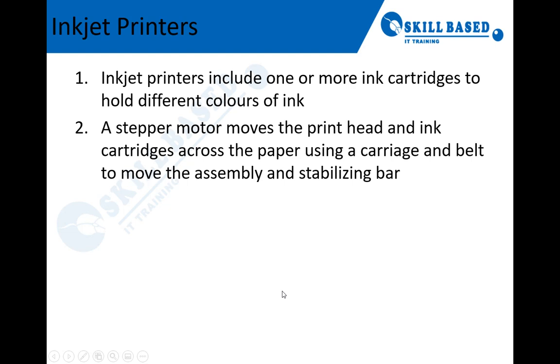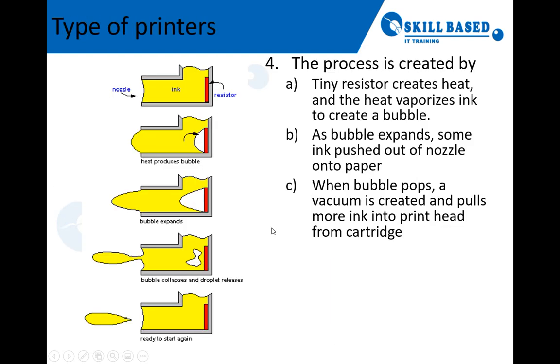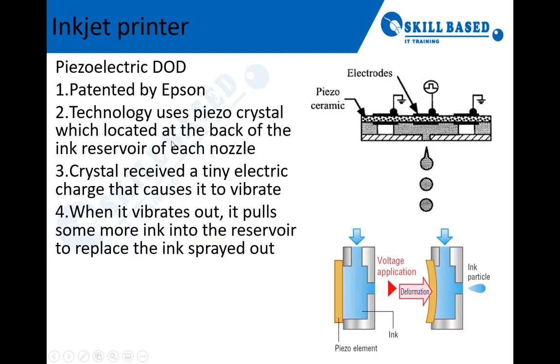Inkjet printers usually include one or more cartridges to hold different colors. For instance, if you are using thermal DOD, usually you have two cartridges. One cartridge is black, and another cartridge contains three colors, which we call the trio colors, the CMY. The CMY is in one set, and the black is in another set. However, if you are using piezo DOD, the cartridges are separated into four different cartridges: cyan one cartridge, magenta one cartridge, yellow one cartridge, and black one cartridge.